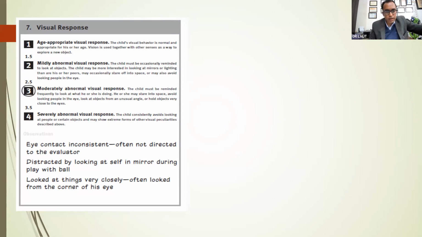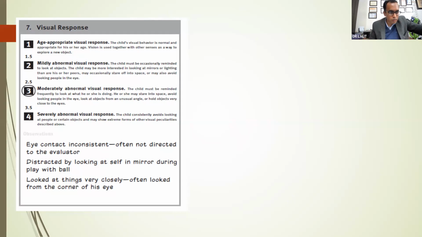In a score of 3, they have mentioned that the child must be reminded frequently to look at what he or she is doing. So as a result, the examiner needs to distract him again and again so that he doesn't get obsessed with observing his image in the mirror. So we need to remind the child again and again. He or she is staring into space, avoids looking people in the eyes, looks at objects from unusual angles or holds objects very close to the eyes. So again, in this category, it could be three.